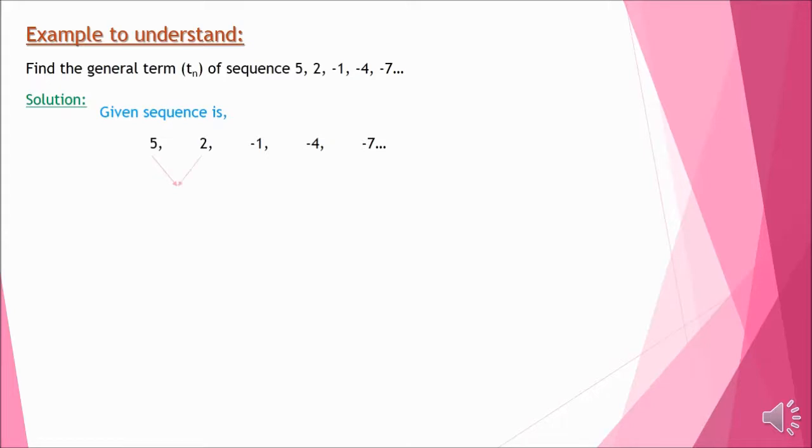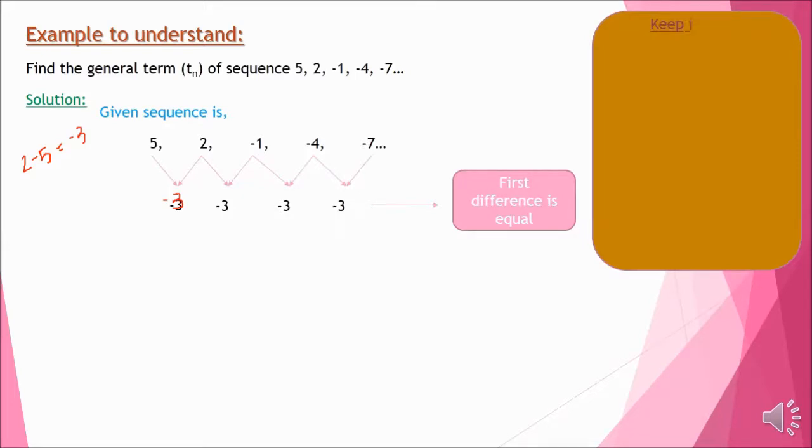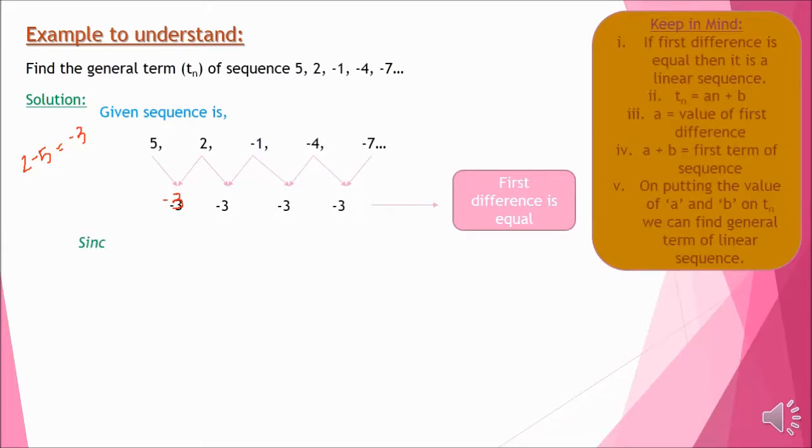Now what will be the gap between these two terms? Can you tell me? The gap will be minus 3 because the second term is smaller than the first term, isn't it? 2 minus 5. We have to do not 5 minus 2, it must be 2 minus 5. That will be minus 3. Now, same goes here. It will be minus 3 and minus 3. Now our first difference is equal, isn't it? First difference is equal. So we have a process to find the general term.